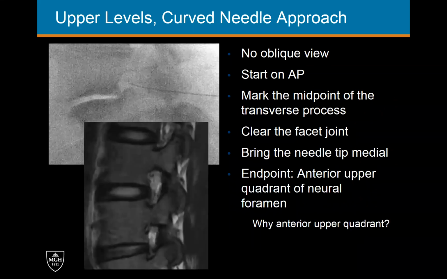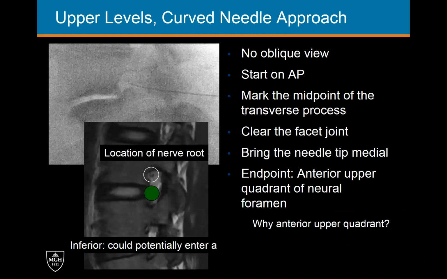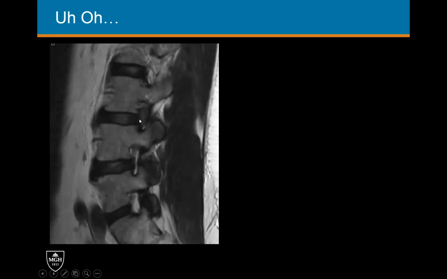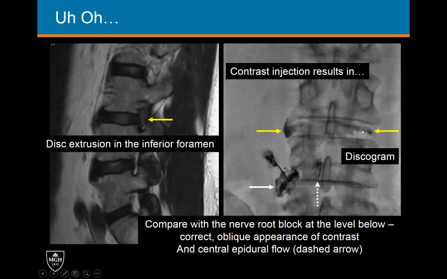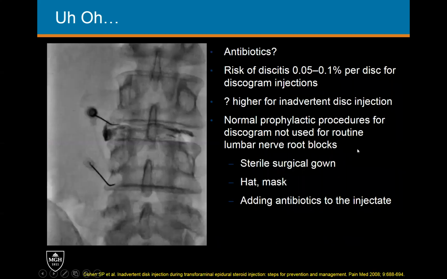Now, why the upper anterior quadrant? We know it's the location of the nerve root, but in the inferior half, you could potentially enter a disc herniation. So when you review the MRI ahead of the procedure, definitely check that, because in this case, if there is a disc herniation, you can see it's blocking the inferior half of the neuroforamen. There's a disc extrusion. It can result in a discogram, and you don't want to do that. Compare the contrast pattern here with the level below. The oblique contrast along the nerve root going epidural is what you want. The discogram is that straight contrast between the two end plates and along the intervertebral disc.